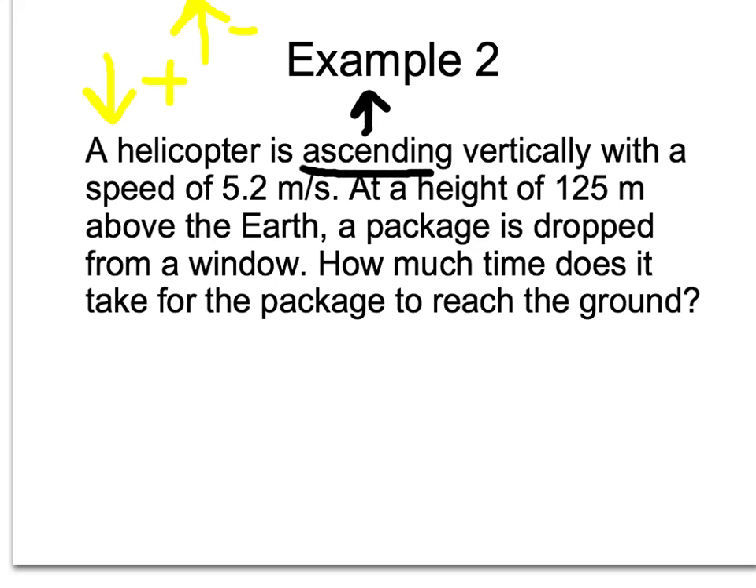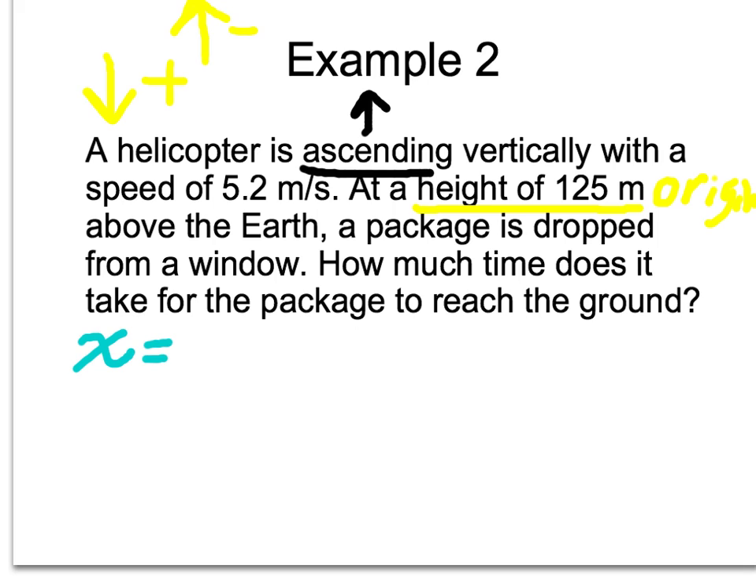And origin. Let's say the height of 125 meters, I'm going to call that my origin. That means that the box is going to fall 125 meters positively. So positive is now toward the ground. Note my coordinate system. And this is going to be a job for that handy-dandy equation that I do love.